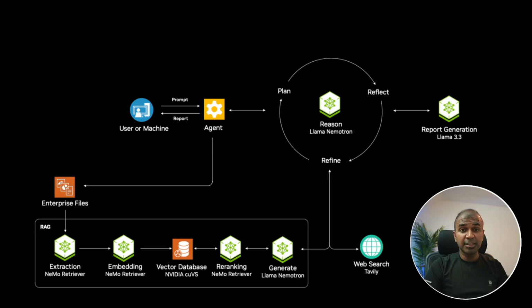So first, when we see in this diagram, when the user asks a question to the AI agent, that is called a prompt, then that request goes to Reason Llama Nemotron. Then it searches for relevant information from the vector database. That's where we are storing our enterprise files, private data. So it's searching in the database, retrieving relevant information and re-ranking. Then that response is returned back here to the Reason Llama Nemotron. Then it plans and reflects on the response.